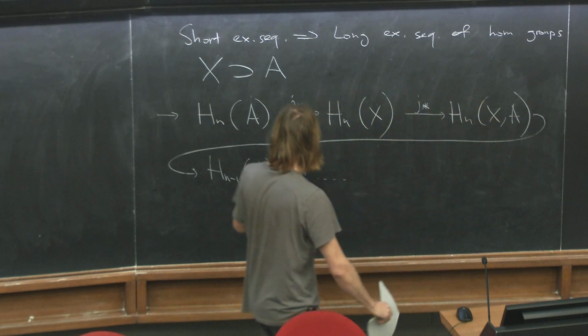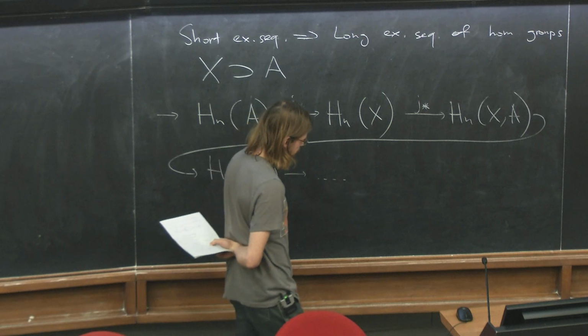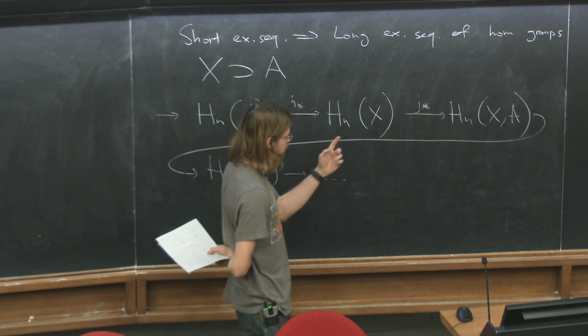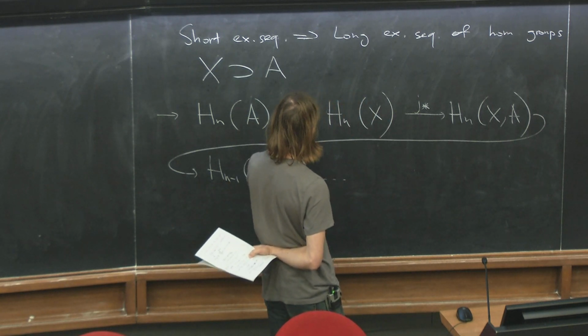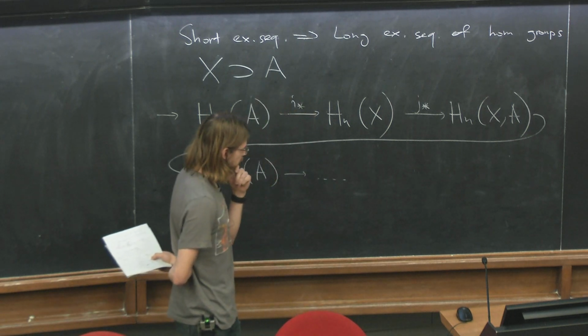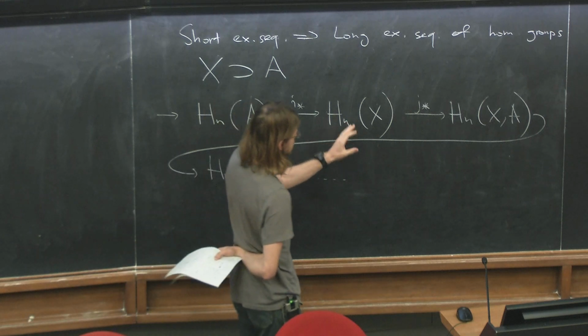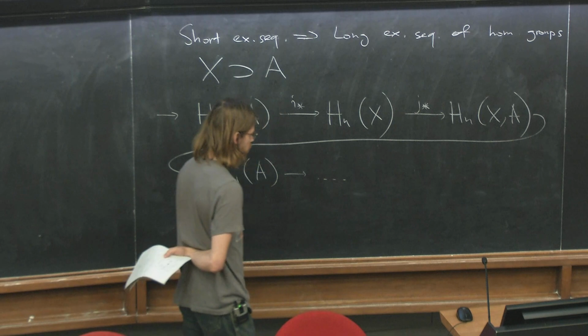So we saw the fact that this is a long exact sequence. So at any place here the kernel of the next map is equal to the image of the previous one. So it's quite restrictive. Knowing, for example, the homology group of A and the homology group of X, we can determine the relative homology groups.